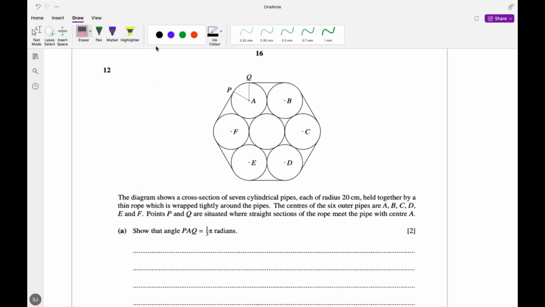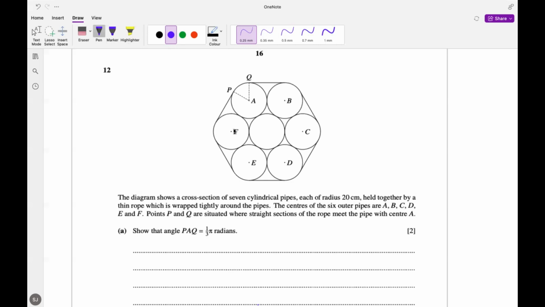Question 12. The diagram shows a cross section of 7 cylindrical pipes, each of radius 20 centimeters, held together by a thin rope. The centers of the outer pipes are A, B, C, D, E, and F. Points P and Q are situated where the straight sections of the rope meet the pipe with center A. In the first part, we have to show that angle PAQ is equal to 1/3 pi radians.